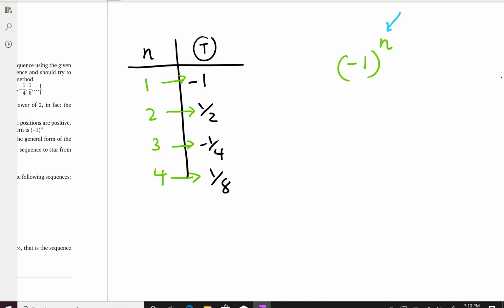Okay, so when n is even, -1 to the even power is 1, so these positions will become positive. Now when n is odd, -1 to the odd power is negative, so these odd positions will come out negative. Okay, so we got the numerator. Now let's focus on the denominator. So let's write the terms of the denominator right here. Okay, so here the denominator is 1, here the denominator is 2, here the denominator is 4, here the denominator is 8 of that term.